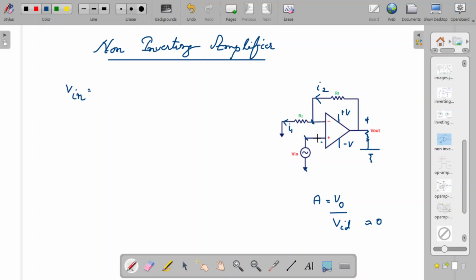So typically I can say that the voltage at this point and the voltage at this point is the same. So that means I can say V in should be equal to I1 R1, right? This is something which is required later. So this is for one thing.